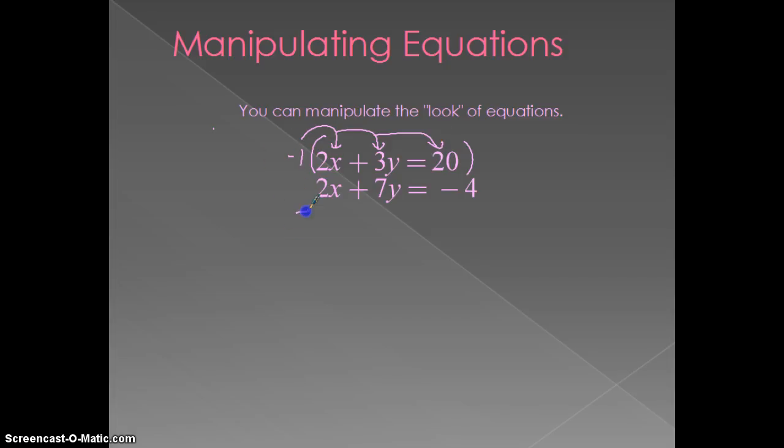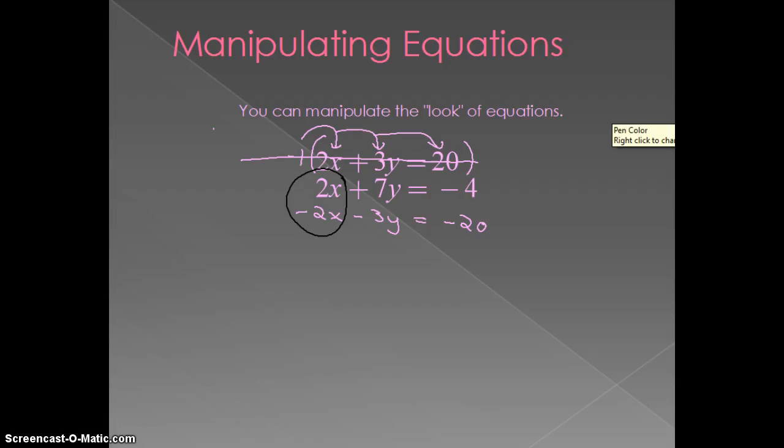-1 times 2x is -2x. -1 times 3y is -3y. Is equal to -1 times 20 is -20. I'm done with this top equation. I've rewritten it underneath. I've manipulated it by multiplying everything by -1 or changing all of the signs. Now, we should be able to say, wait a second, these guys right there are going to be eliminated if I add this together. We want that. So let's add them together.